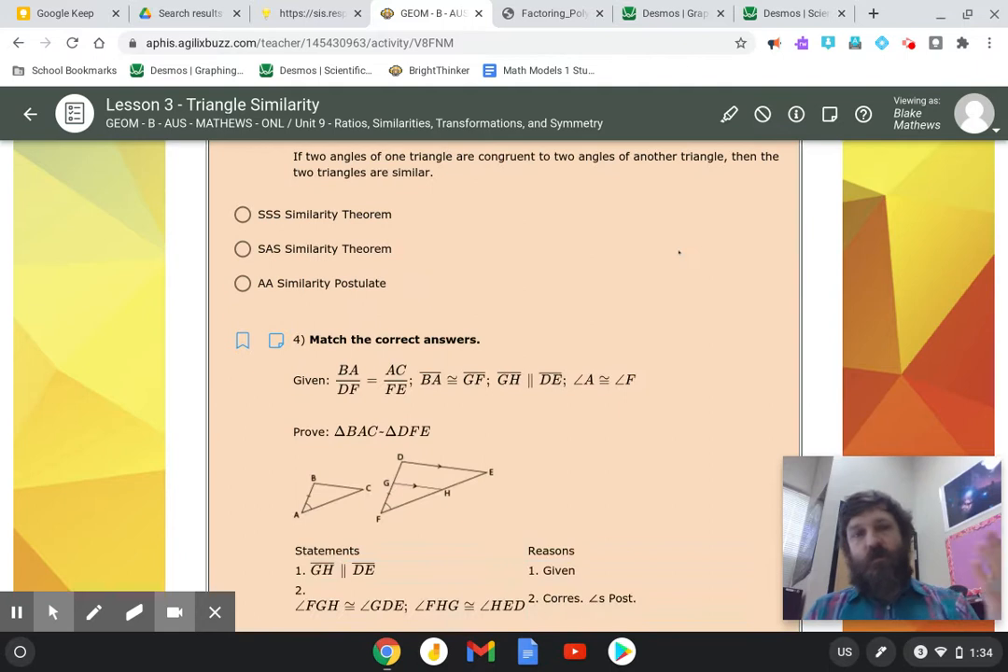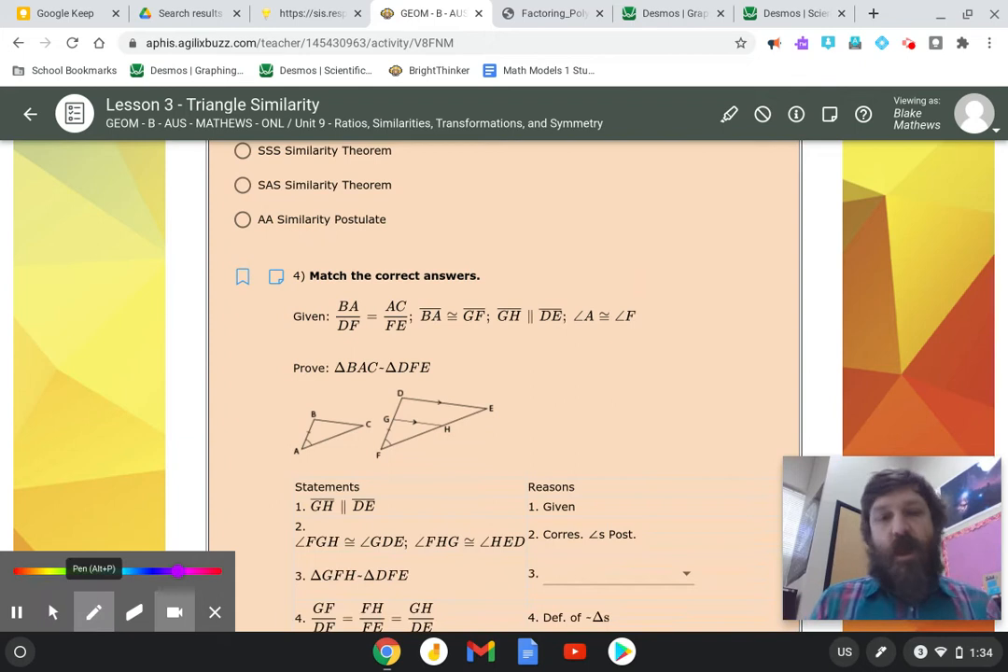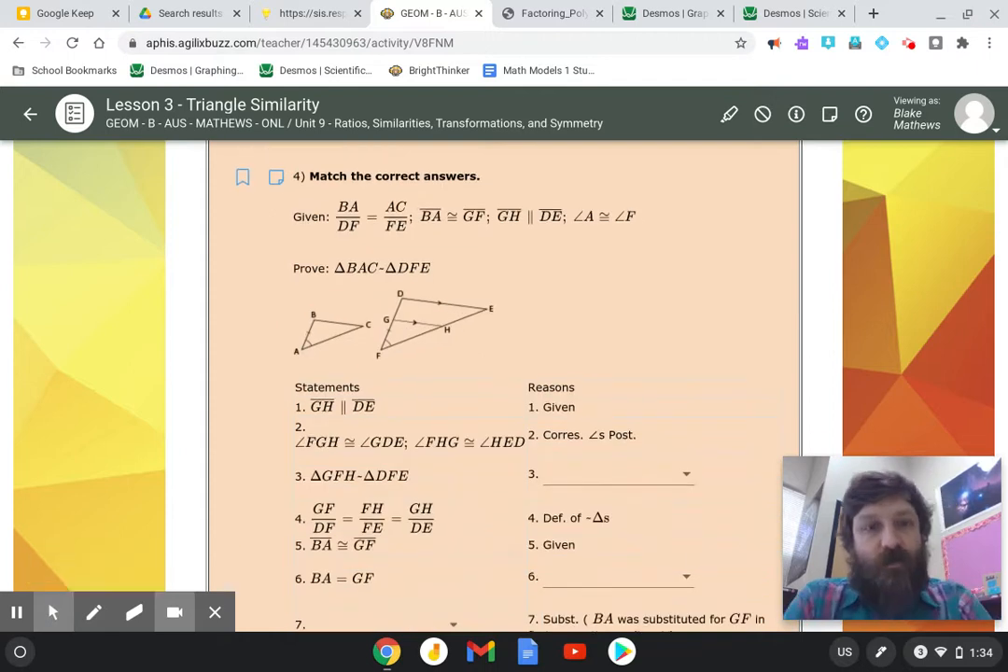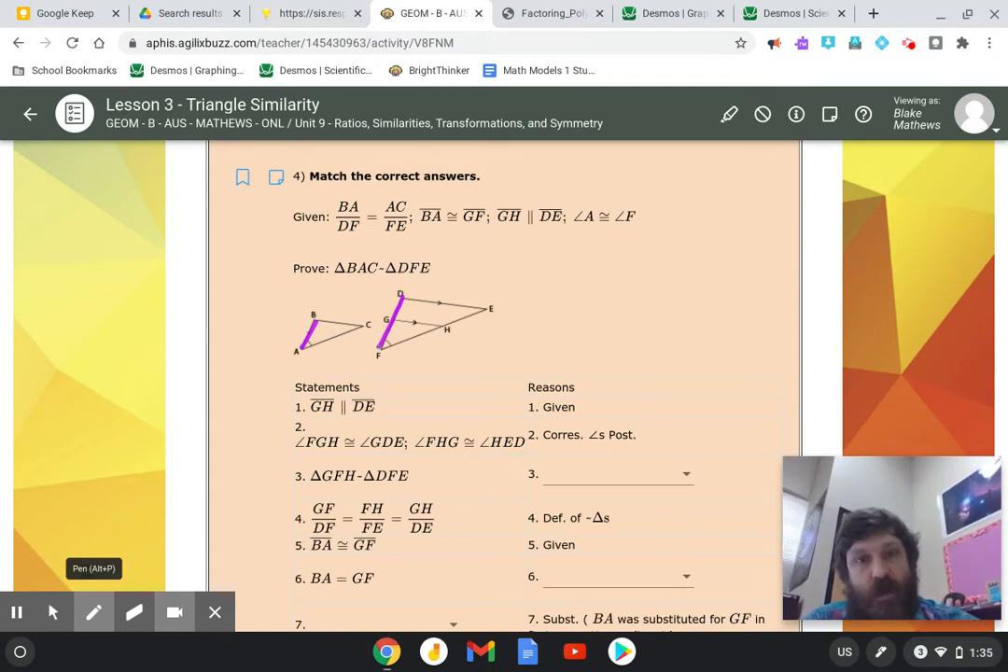And then number 4 is a proof, so I'm going to do that here on the video, so make sure that you follow along and kind of try to track with what I'm saying. I'll do my best to make it as clear as possible. It says here that we have this given information. We have the fact that BA and DF are proportional.